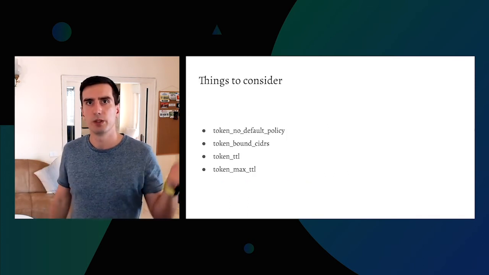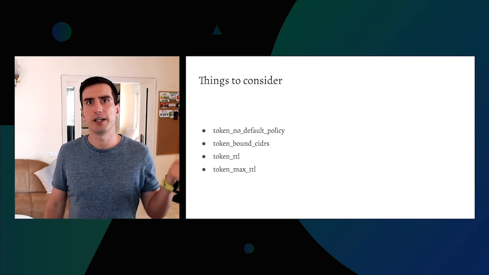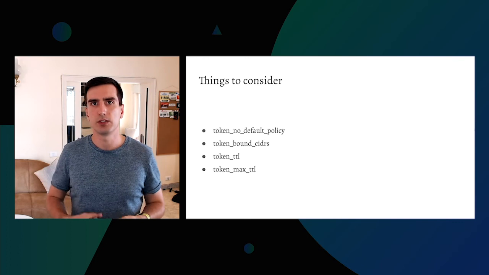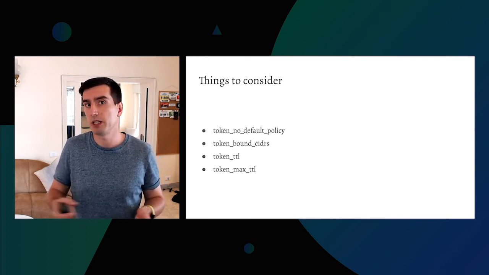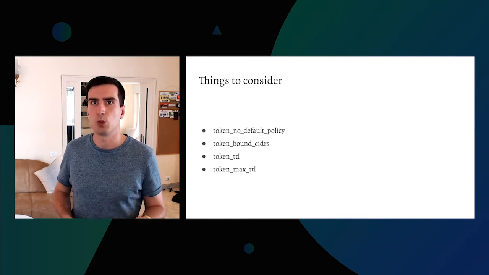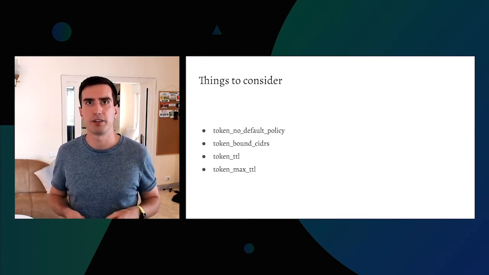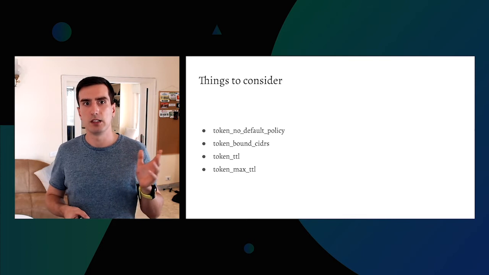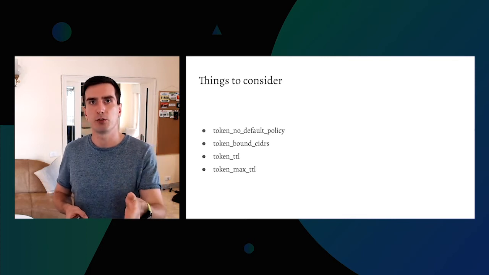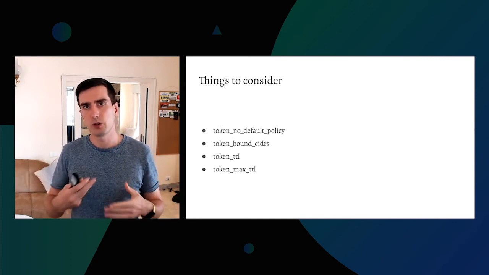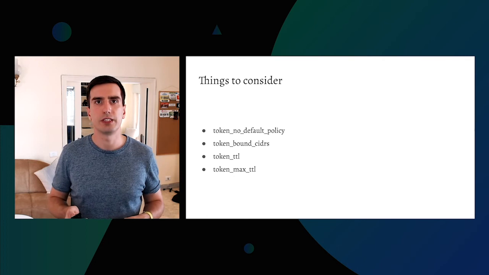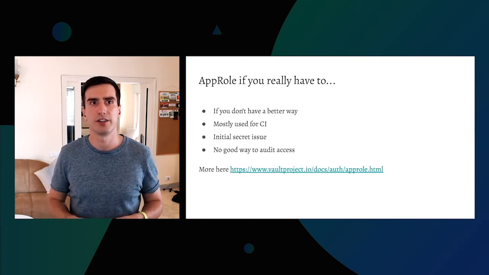Things to consider when you're setting this up: you can specify the TTL that people get on their tokens. So for instance, if it's a developer and they get a token at the beginning of their workday, then you might want to set it to like 6 hours or 8 hours, the length of a productive day. And also where it could be issued from, so you can bind it to the network. You could also set for how long it could be renewed. Those are good things to consider, and they will vary from organization to organization.